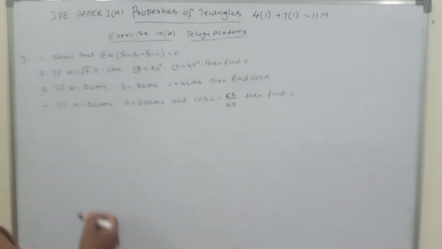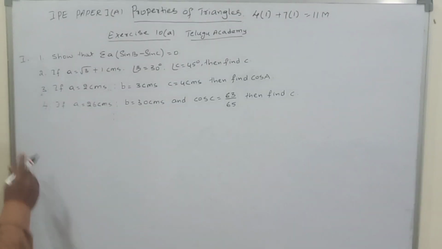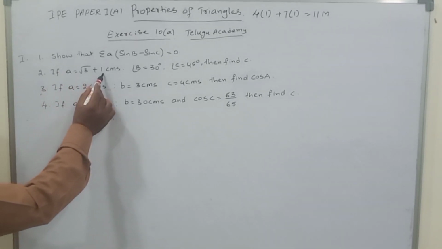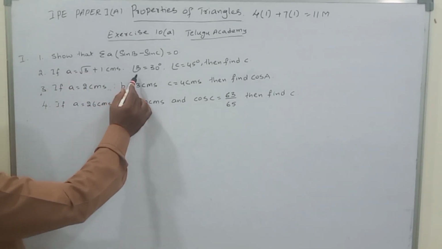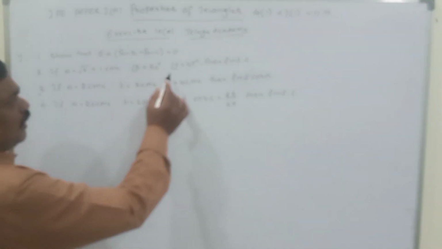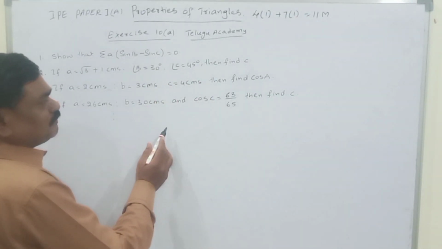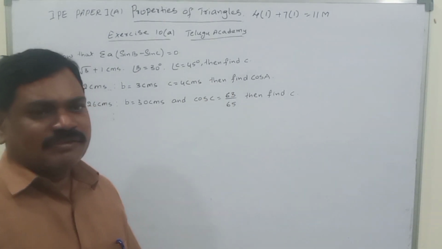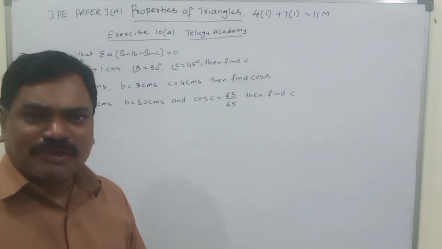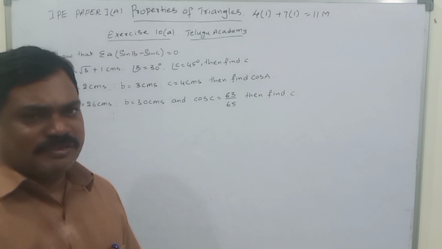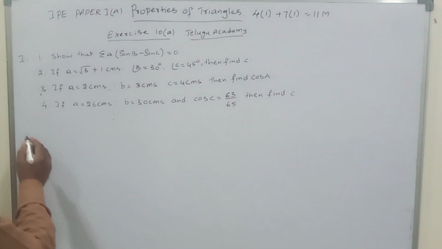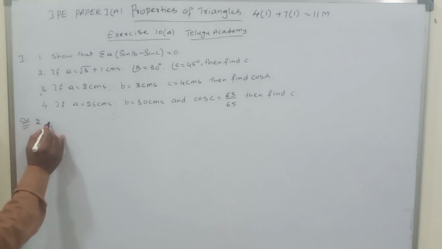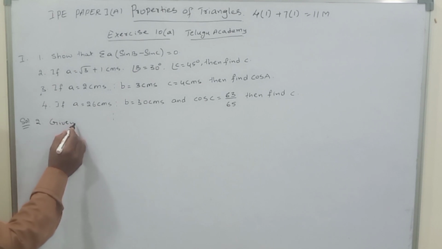Now we go for the second problem. What is the second problem? If a is equal to root 3 plus 1 centimeter, angle B is equal to 30 degrees, angle C is equal to 45 degrees, then find c, small c. Small c is the side of the triangle ABC. Solution: write what is given here.